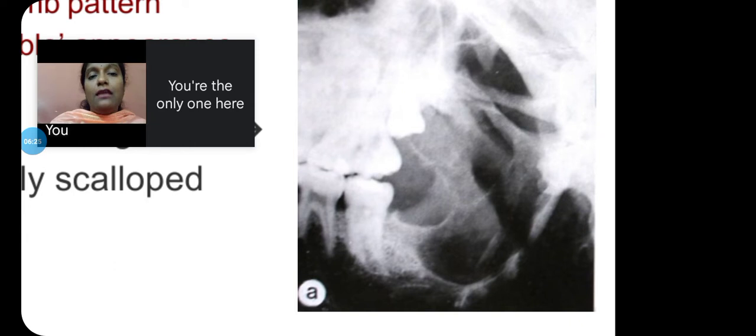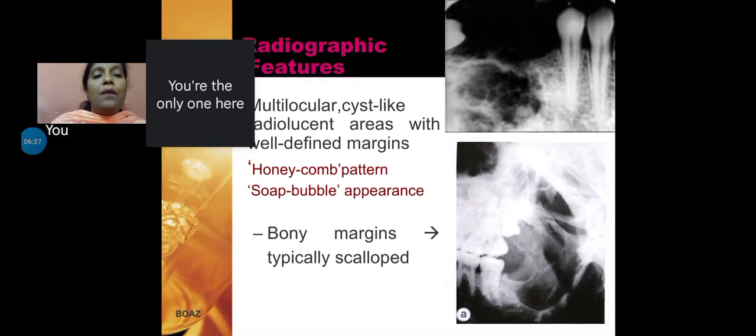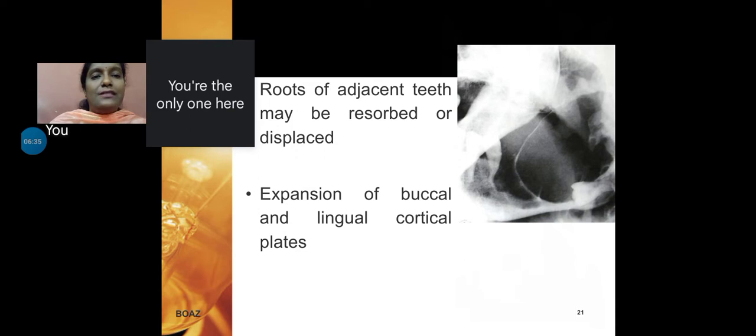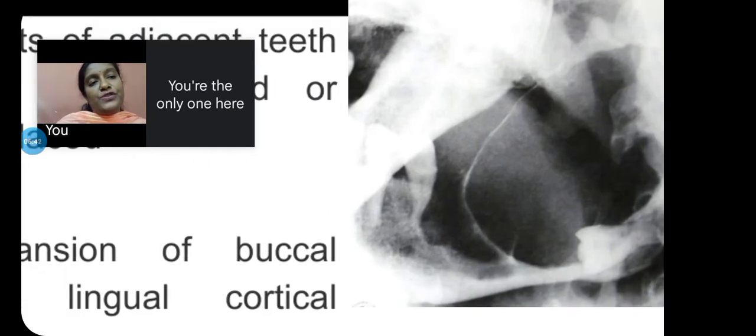base of the mandible. Bony margins typically tend to produce a scalloped appearance, like the DEJ, the scalloping that we get, no? It tends to present in that particular form. Roots of the adjacent teeth may be resorbed or displaced. In this particular diagram, if you observe, we see a single unilocular radiolucency.